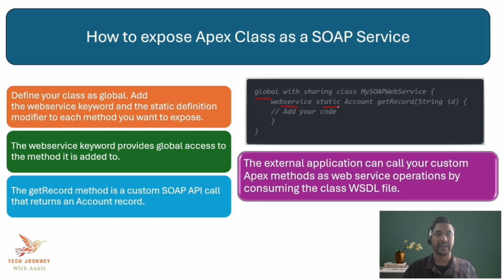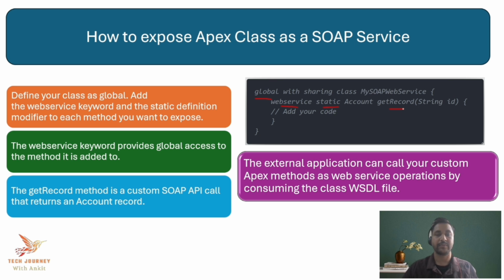Okay, so that each method can be exposed. So two parameters in the method here, web service as well as static. Again, if you are specifying the web service keyword, you don't have to explicitly specify the global keyword here, because the web service keyword itself provides global access to the methods that you are creating. Moreover, here you can see that we have defined the get record method.